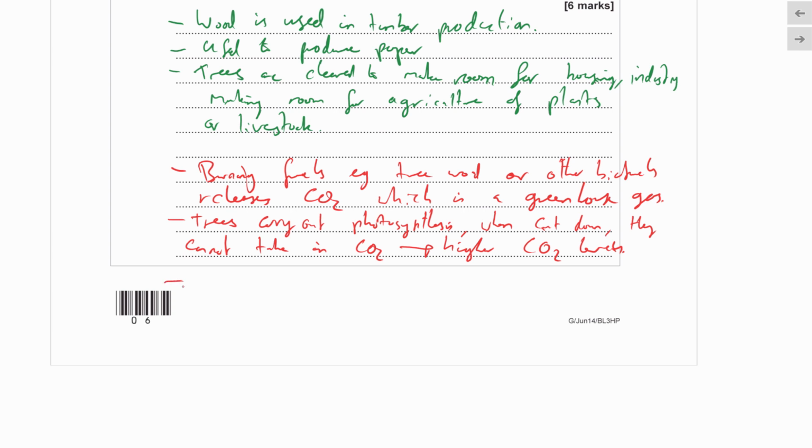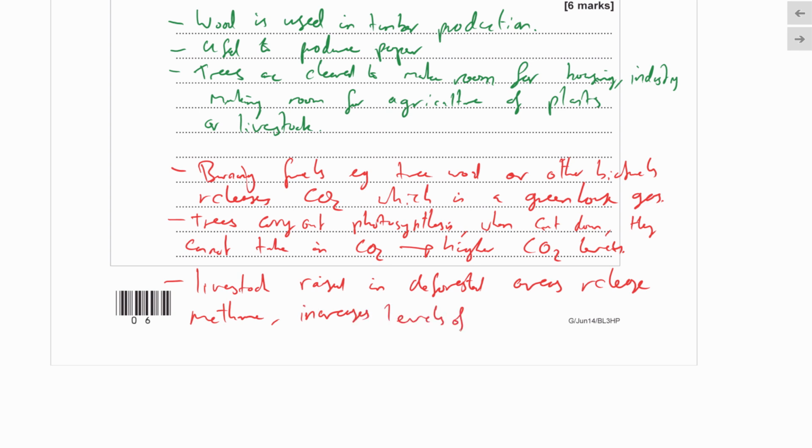Right, but for my third point, which is slightly different, I don't want to talk about CO2 only, it is methane. Now livestock, particularly cows, right? Livestock which are raised in deforested areas release methane into the air when they digest their food, which increases levels of methane. All right. So those are really the main answers.